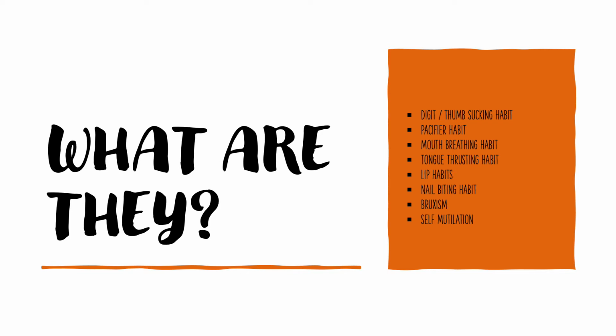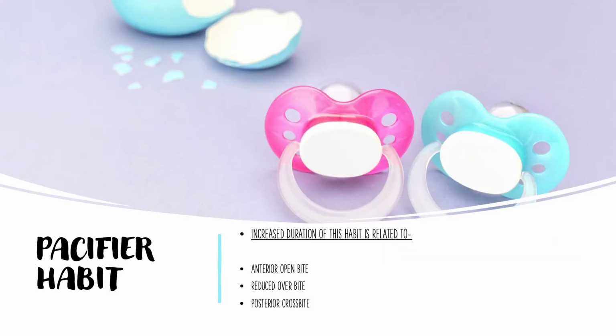Now, starting on with another habit, that is the pacifier habit. Then comes the mouth breathing habit, tongue thrusting habit. There are certain lip habits. There's something called the nail habit. Then there's something called bruxism and self-mutilation. So we'll take one by one what each of these habits are. The first that we'll be discussing today is the pacifier habit.